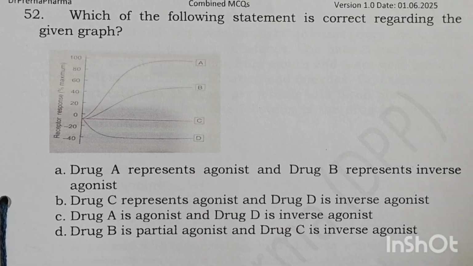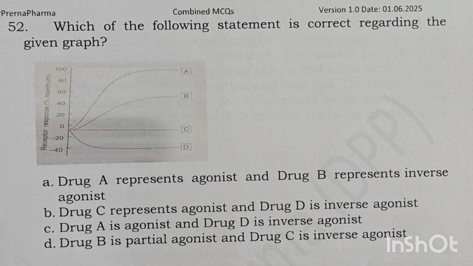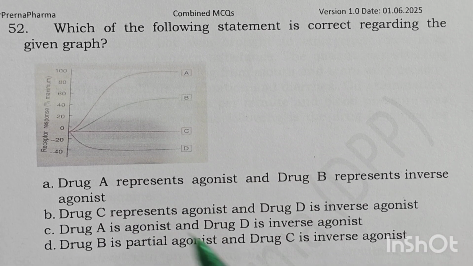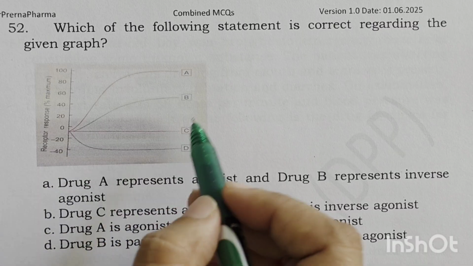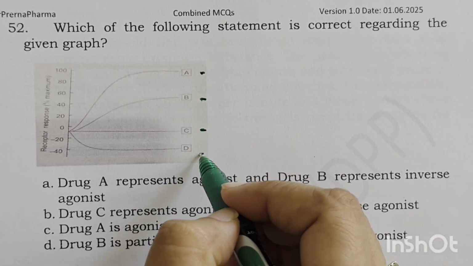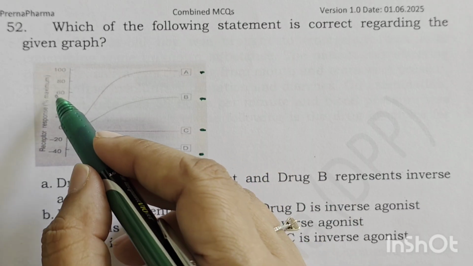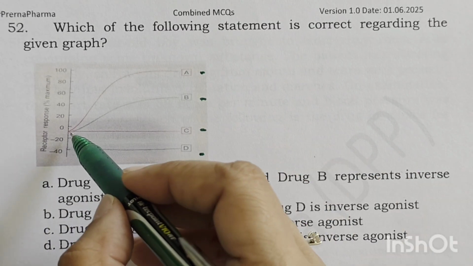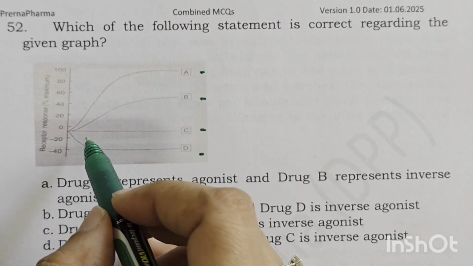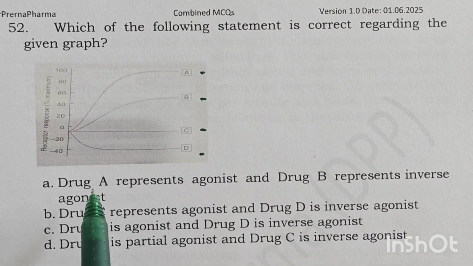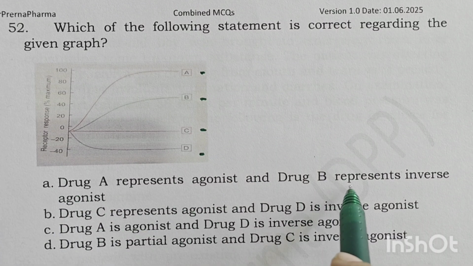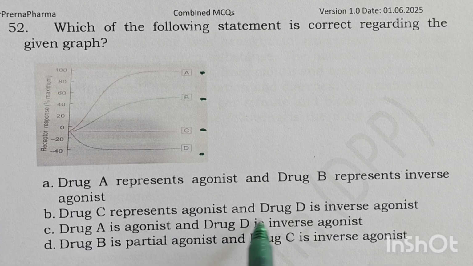Now this is a very interesting question. Which of the following statement is correct regarding the given graph? So this is a graph given here, and as you can see this is the baseline 0. Here there is a drug A, B, C and D. The A drug is having receptor response, and this is I think the time. So A drug is going up like this, B drug is lower than that, C drug is a little lower, and D drug is completely at the bottom. Now let's see what are the options. Drug A represents agonist, drug B represents inverse agonist, drug C represents agonist and drug D is inverse agonist; drug A is agonist and drug D is inverse agonist, drug B is partial agonist and drug C is inverse agonist. Now here I think the answer is very clear to you.